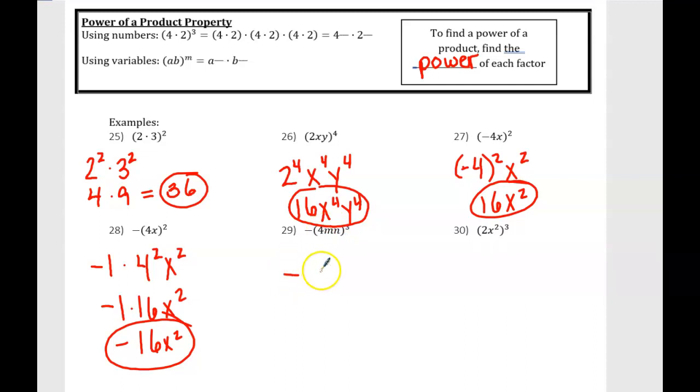All right, looking at 29, again, my negative is on the outside of the parentheses, so it's going to be a negative times 4 cubed, and it's going to be m cubed and n cubed. All right, this is going to be a negative 4 cubed is negative 64, m cubed, n cubed.